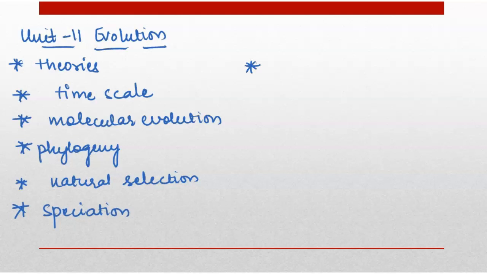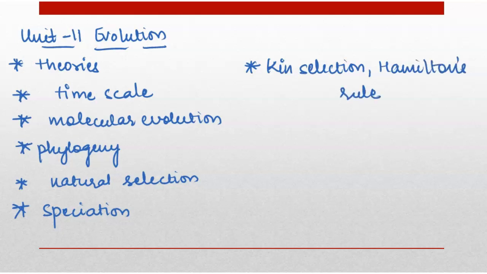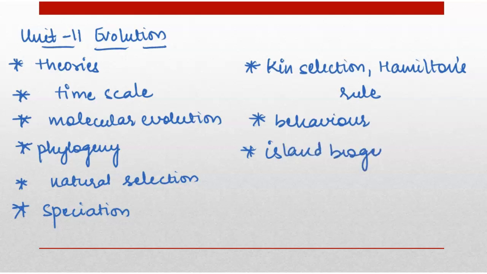Then is kin selection. Hamilton's rule. Very important, Hamilton's rule. Then is behavior. Island biogeography theory. Very, very important. Basically graphs from this theory are asked. Then is all the rules. Allen's rule, these rules. So these are the important topics of the evolution unit.